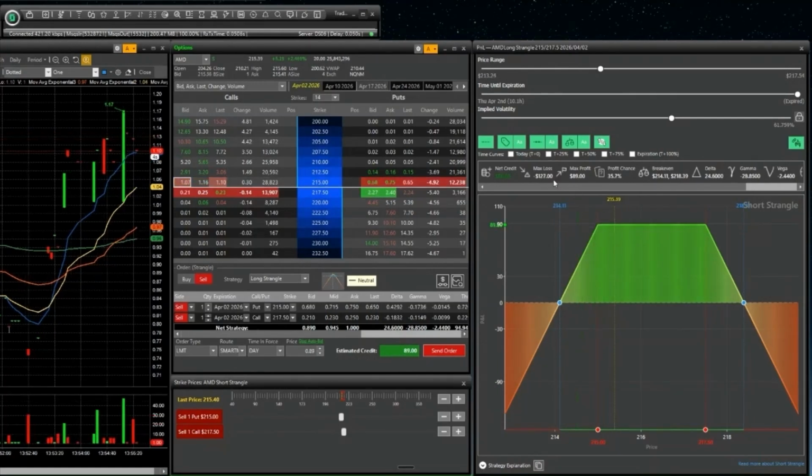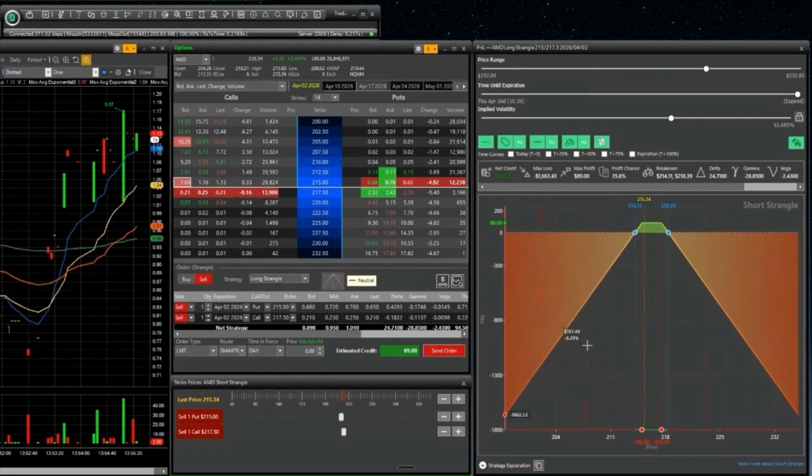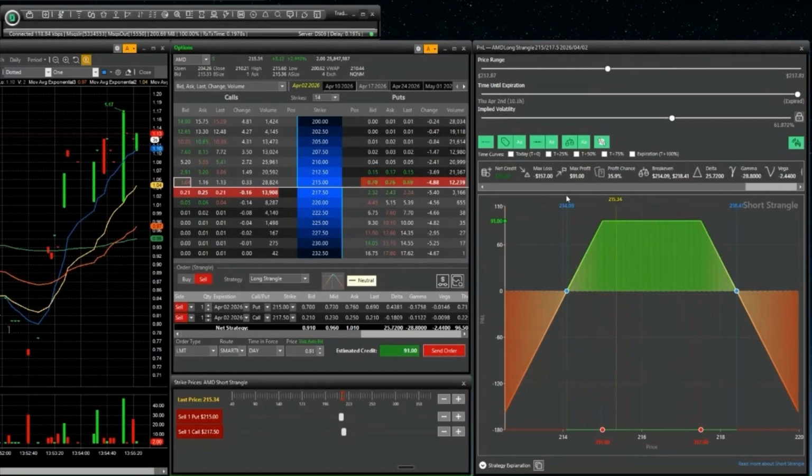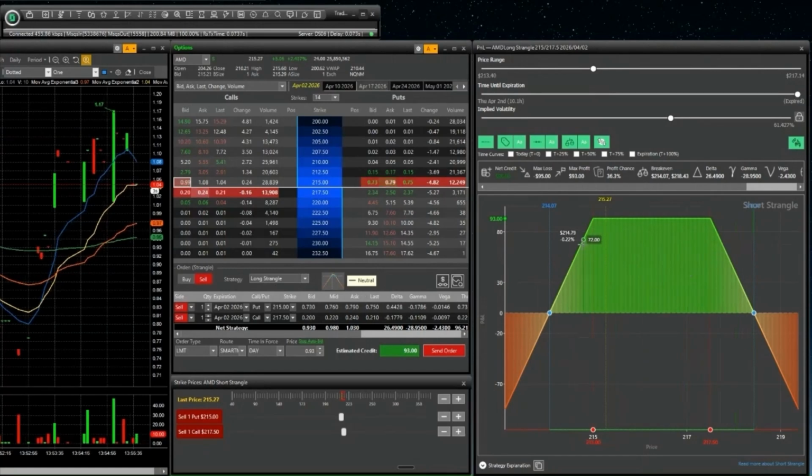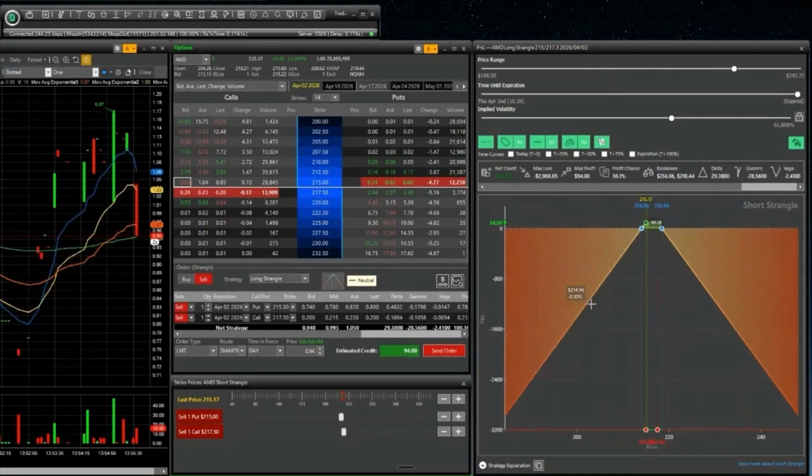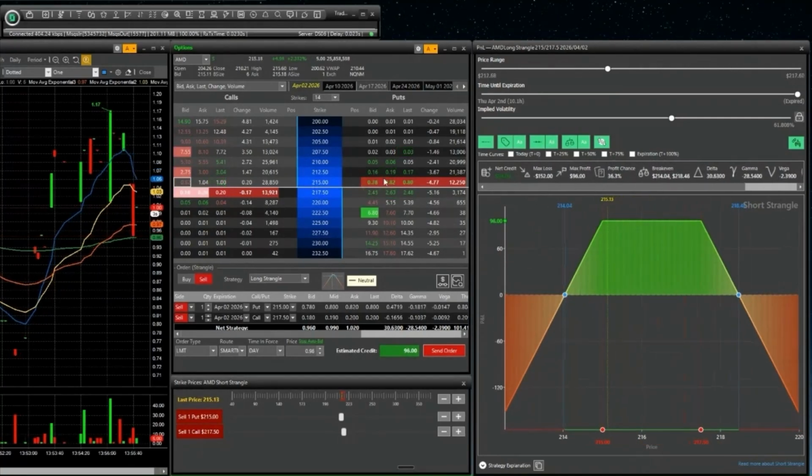Let's look at our various values. Our max loss here is $127. Well, sorry, no, to correct myself, the max loss is unlimited. Short strangles, your max loss is unlimited. Your max profit is capped. So the max profit in this case is $94. The max loss, unlimited, because you're selling the call and you're selling the put.